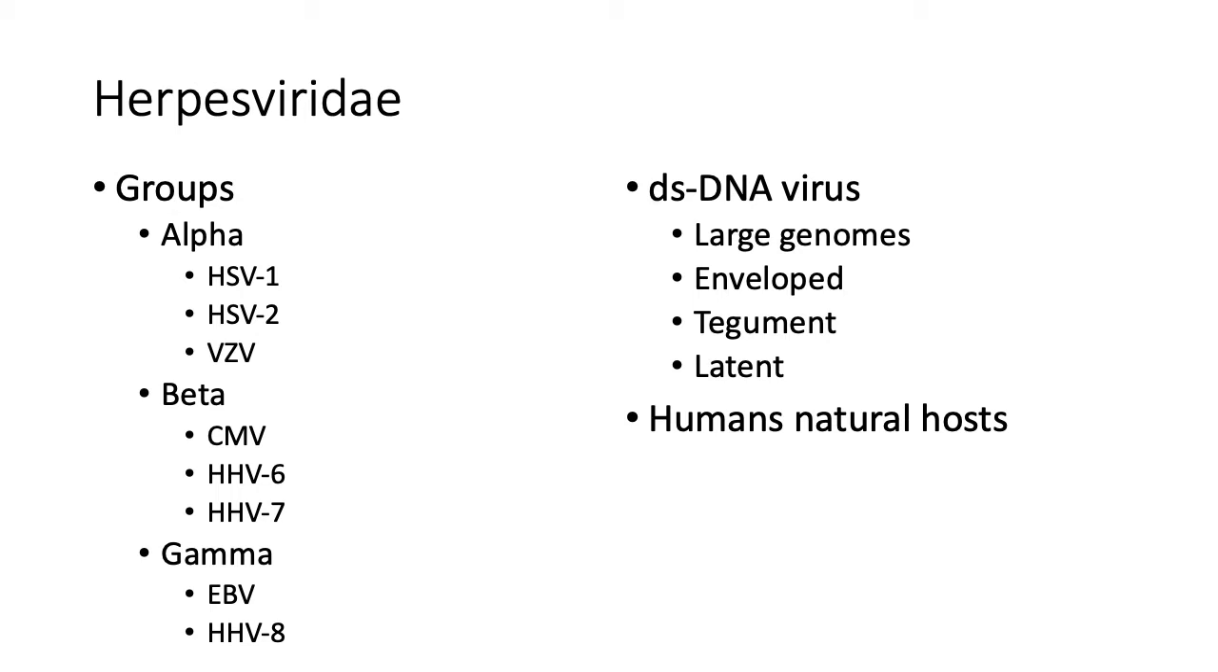Members of the herpesviridae are classified as DNA viruses, specifically double-stranded DNA, and their genomes are rather large. They are all enveloped and contain clusters of proteins that line the space between the envelope and the nucleocapsid, called the tegument. They also enter into a latency period at some point following the initial infection.